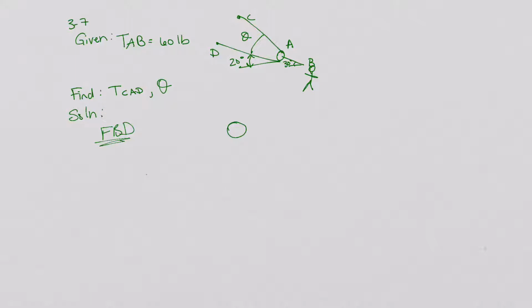So there's our pulley. We have two forces. We have the tension, and the tension is the same in the whole rope because it goes around the pulley, so we'll just call that T. And then we have one here that is T. And then we also have TAB, which they give us to be 60 pounds. This one's 30 degrees is the angle, and this angle is 20 degrees, and then this angle is theta.